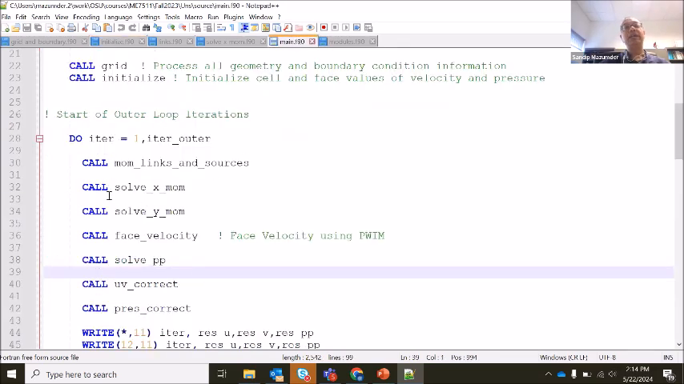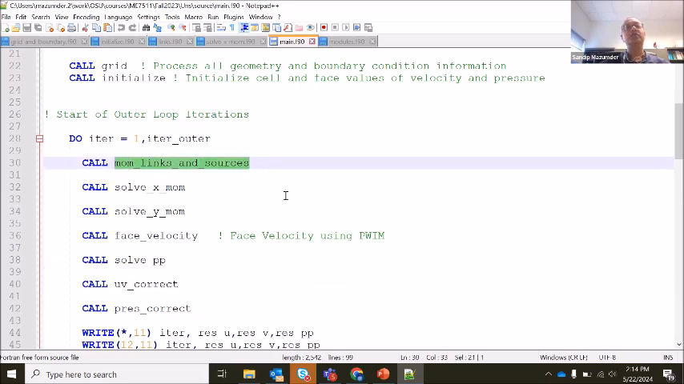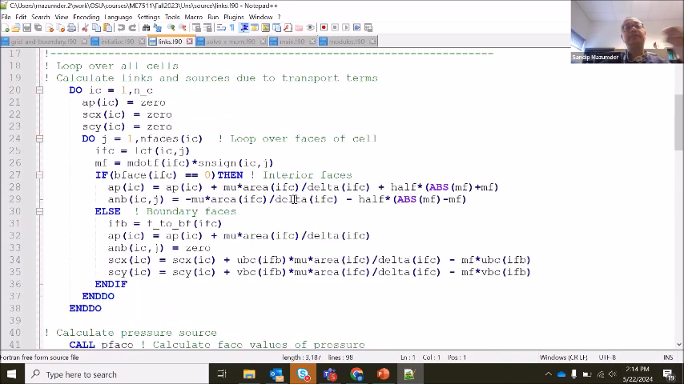All right, so here is our main subroutine. So whatever we have outside the loop is done. Then we get to this part here, calculation of the momentum links and sources. Okay, and that's right here. And you can see how compact this routine is as opposed to what you would have for a structured mesh. Okay, so what am I doing here? I want to calculate the diagonal and the off diagonal of the discrete equations for all cells. So I'm looping over all cells because my number of unknowns is the number of cells in the finite volume method. Okay, I am initializing these 3 to 0.